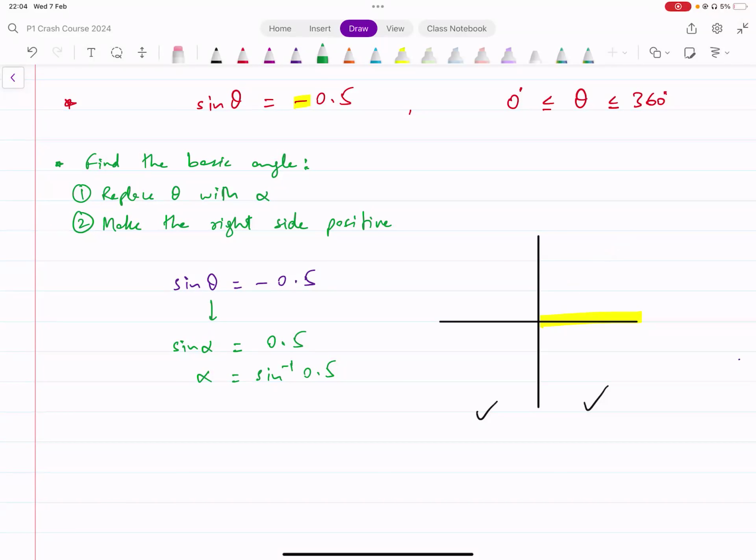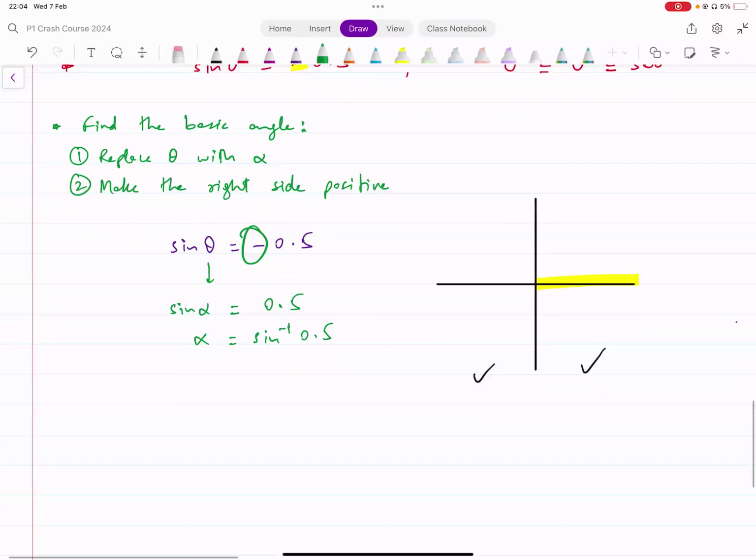So the general rule that we use is whenever we have to find the basic angle, we just make this thing positive, and our calculator will give us an acute angle as a result for that. Otherwise, if you use negative here, sometimes the calculator is not going to give us an acute angle. So we always make it positive. Make the right side positive. So this is what you get. And then do alpha equals sine inverse of 0.5.